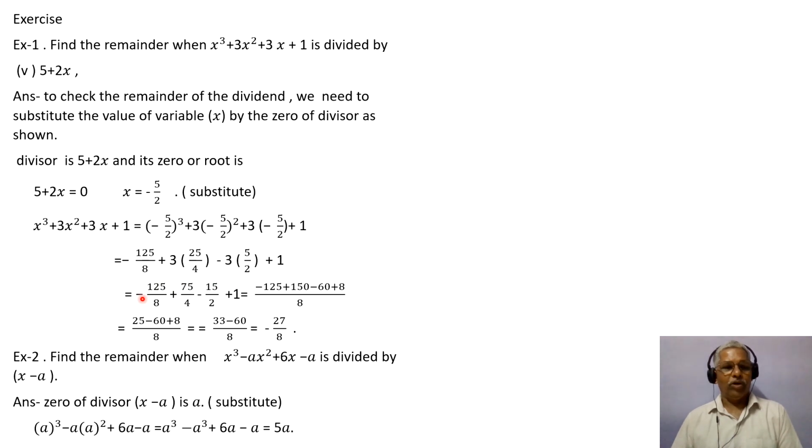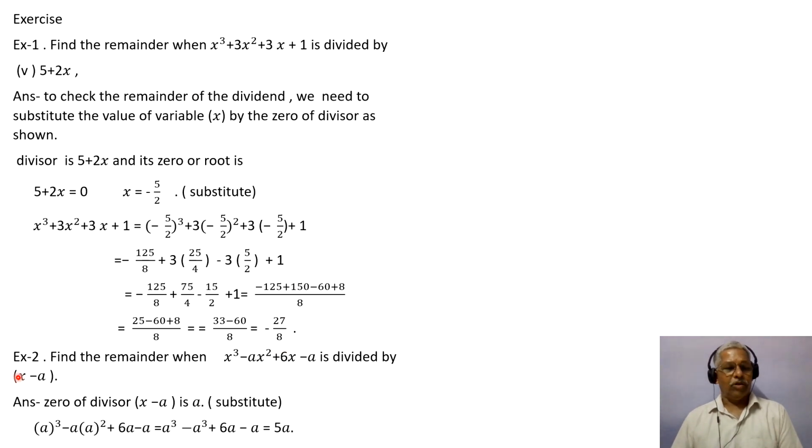If you solve it further, it is minus 125 upon 8 plus 75 upon 4 minus 15 upon 2 plus 1. If you take LCM, it's minus 125 plus 150 minus 60 plus 8 upon 8. So minus 125 plus 150 is 25, minus 60 plus 8 upon 8, that is 33 minus 60 upon 8. Ultimately the answer you get is minus 27 upon 8. This is the answer. This is the remainder.